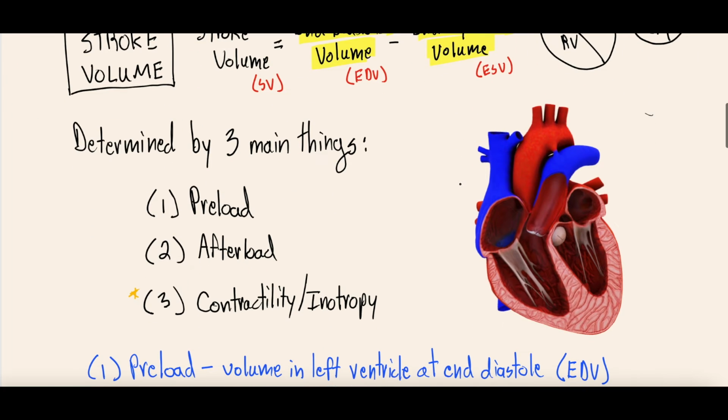And it's determined by 3 main things. And we're going to explain each one of these things. The first is the preload. Second is the afterload. And the third is contractility, also known as inotropy.